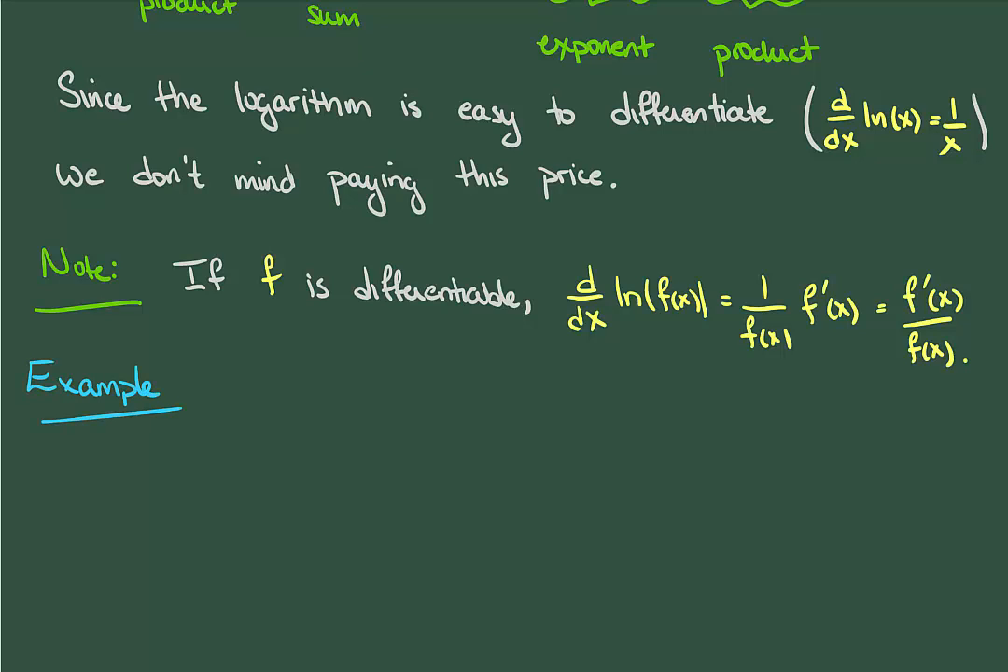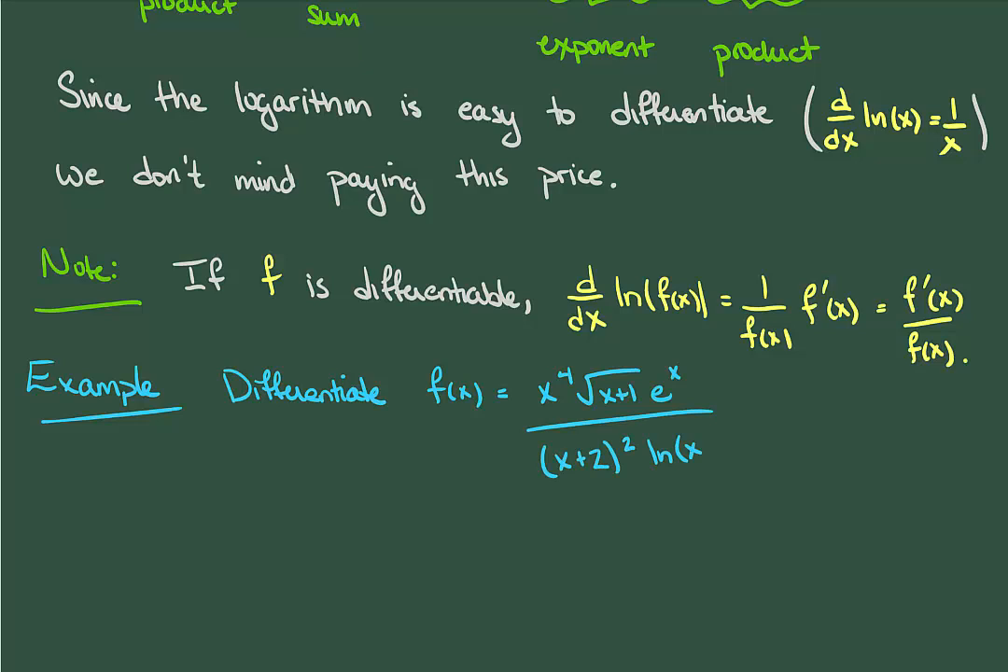Okay, so the best way to learn about what I'm talking about is to see an example. Here I'm going to write down a monstrosity of a function, and we're going to differentiate it. Now, of course, you could do this using the product and quotient rules, and you should try that, just so you can see how terrible it is. We are going to be more clever than that.